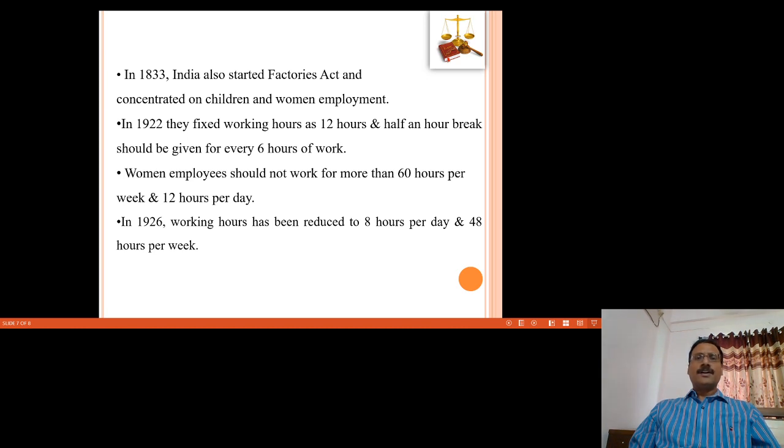Before, there were no fixed hours. Now there are fixed hours of 12 hours, and in between, after 6 hours, we have half an hour of break. And they also put a clause that women employees should not work more than 60 hours per week and 12 hours per day. That is also there for the women employees. In 1926, working hours were reduced to 8 hours per day and 48 hours per week. See, in 1922 it was 12 hours, and the reforms started, and in the year 1926 it was reduced to 8 hours per day.